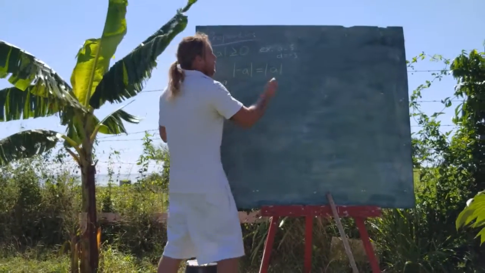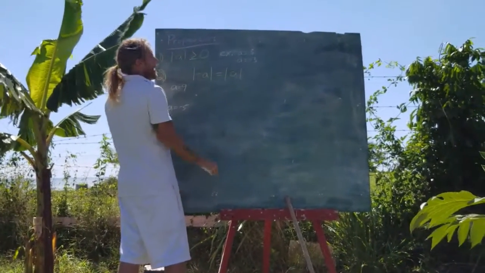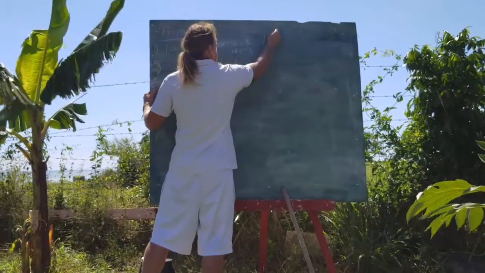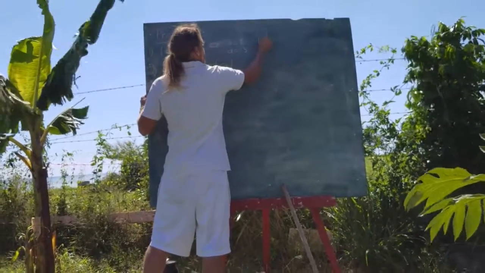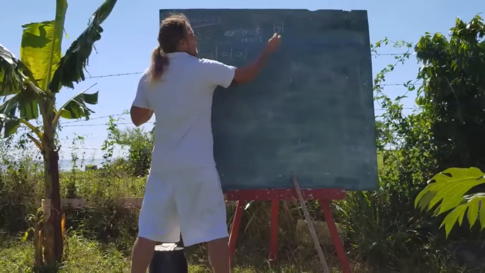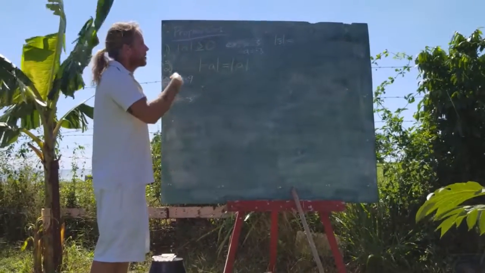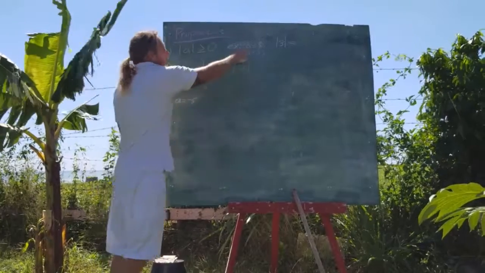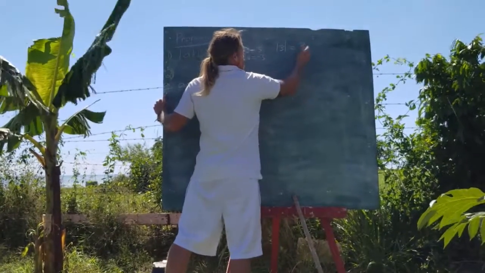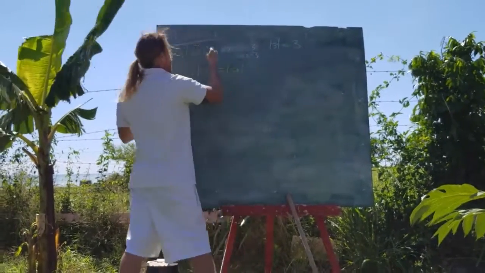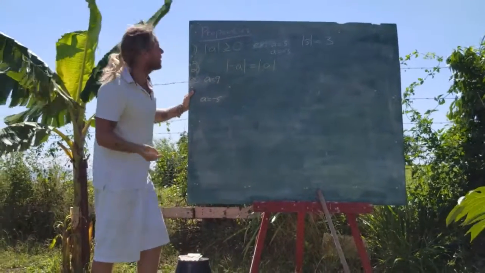Just for a few more examples, if A is 3, then the absolute value of A of 3 is equal to, well, in this case, A is greater than or equal to 0, so the absolute value of A is simply A. A is 3. So the absolute value is 3, a positive number greater than or equal to 0.